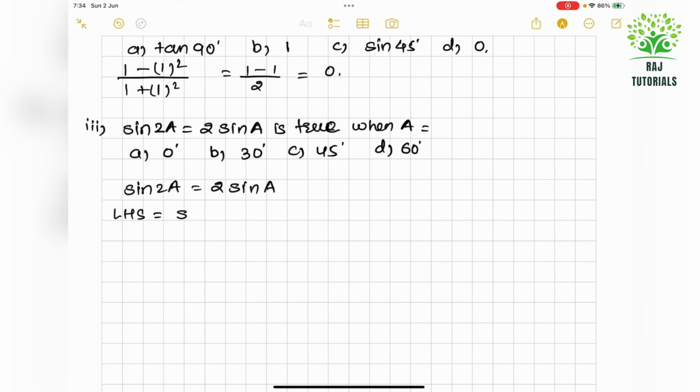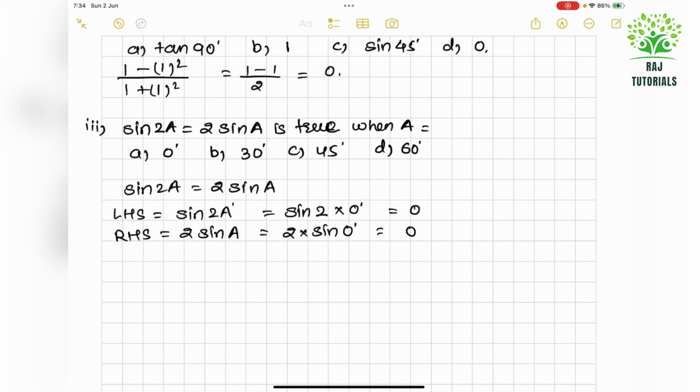Now here I am solving first LHS, that is sine 2A for degree 0. So sine 0, so 2 into 0 degree, so that will be 0. RHS, 2 sine A, so that will be 2 into sine 0 degree, so that will also be 0.